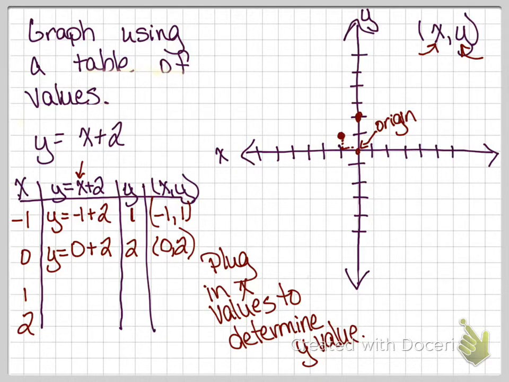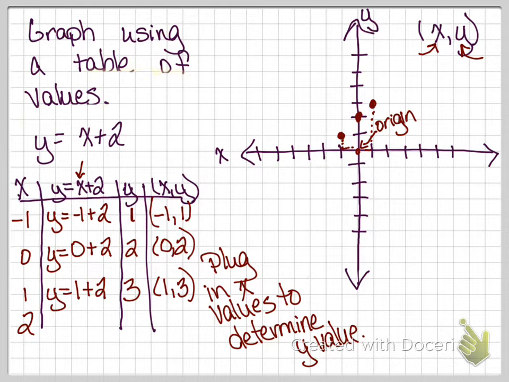Okay? Now I'm going to plug in 1 for my x value. So I'm going to have y equals 1 plus 2. What is 1 plus 2? 3. So my ordered pair is 1, 3. So from my origin, I go to +1, and then I go up on my y value to +3.